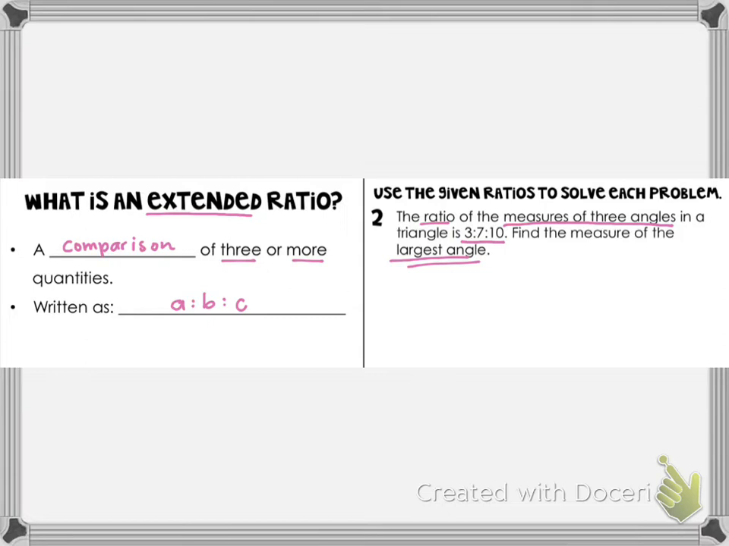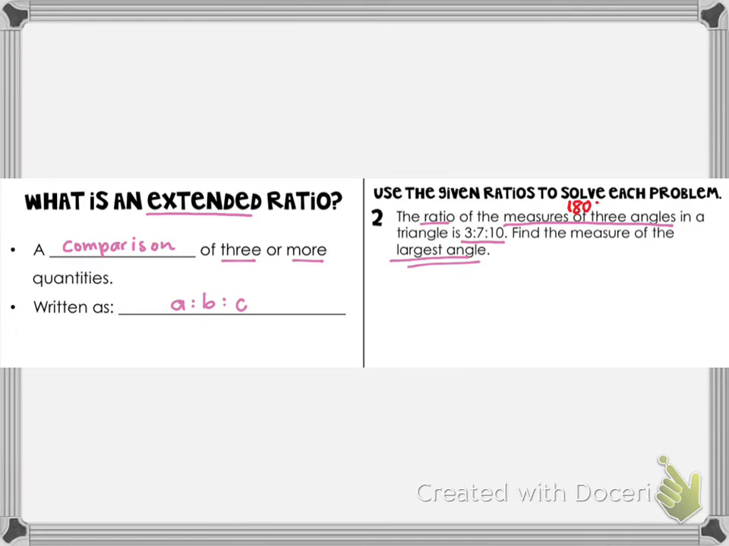And I know that the measures of the 3 angles of a triangle should always add up to 180 degrees. Hopefully we remember that. So what we're going to do is use a ratio, multiply each number in the ratio by x, and then set that equal to 180. And that's going to help us solve for the largest angle.